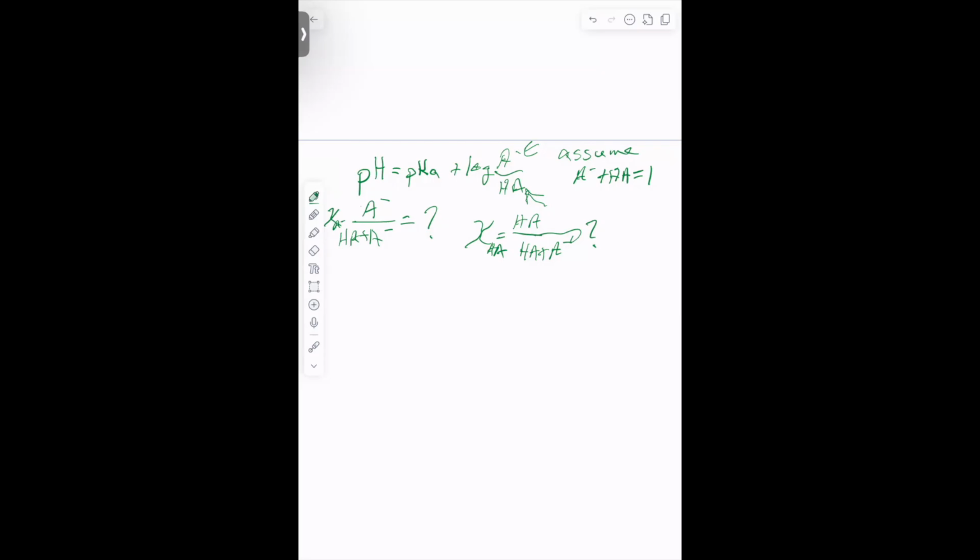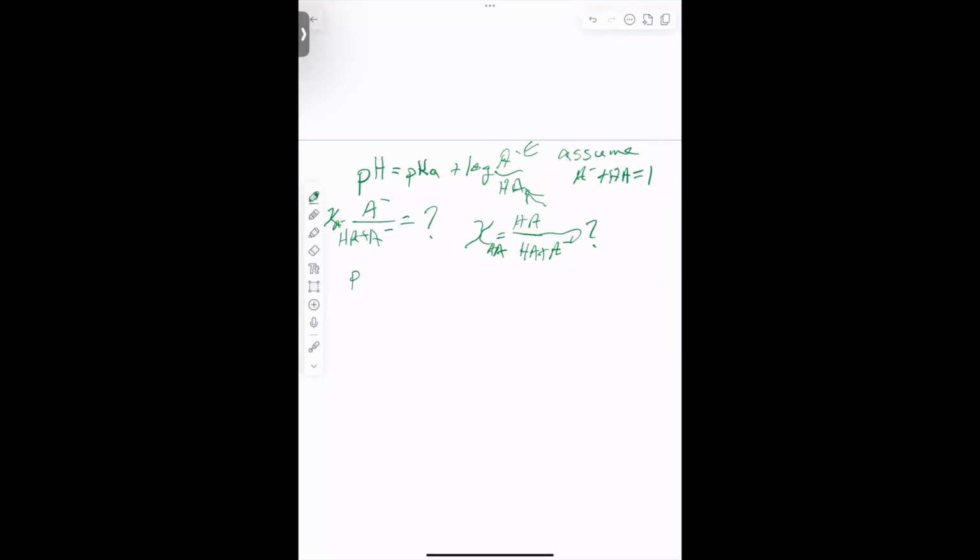So here's what we're going to do. We know that we're going to try to isolate either A minus or HA to begin with, and let's do A minus. So let's just do the algebra to isolate A minus so we can see what A minus is equal to when we get it all solved. Let's come up with a real simplified way of doing that.